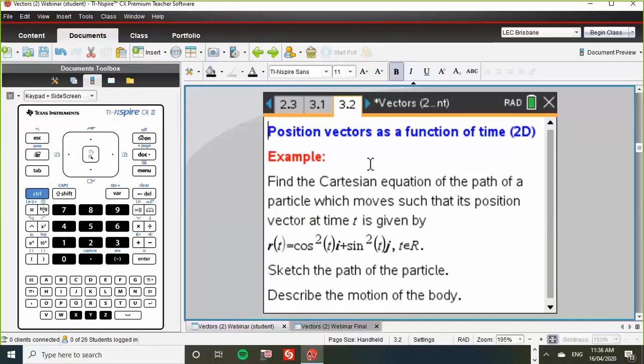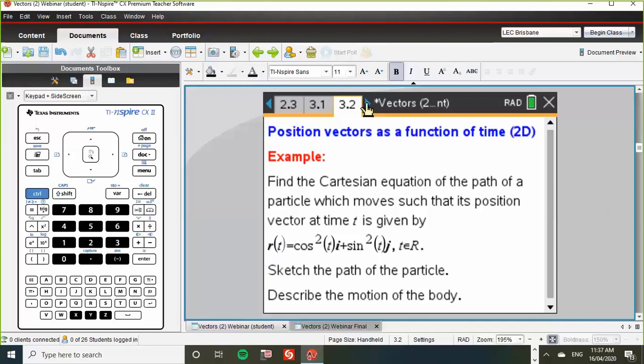Here is another example. Find the Cartesian equation of the path of a particle which moves such that its position vector at any time t is given by r of t equals cos squared t i plus sine squared t j, and in this instance t is a real number. Sketch the path of the particle and describe the motion of the body.